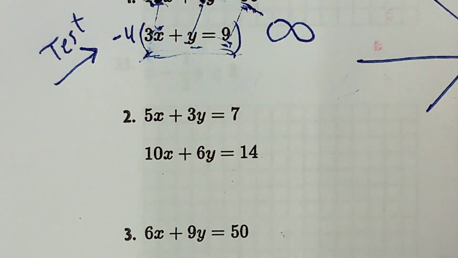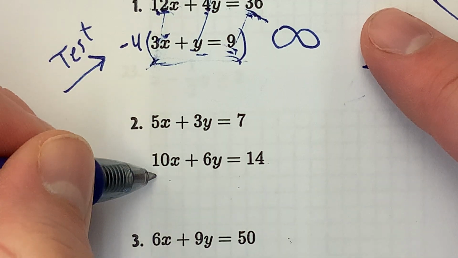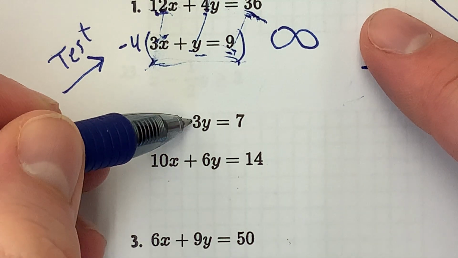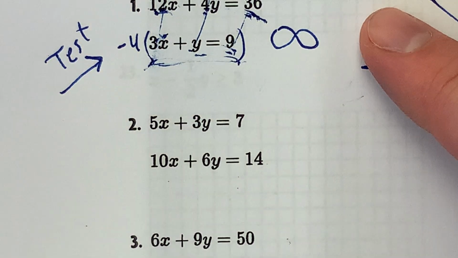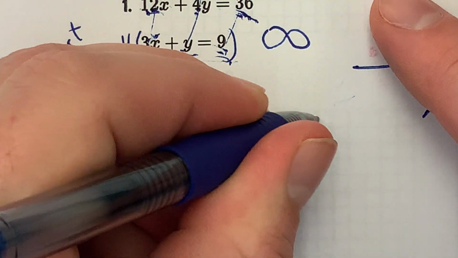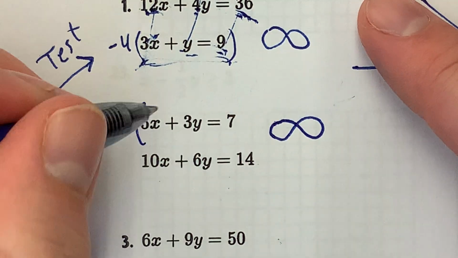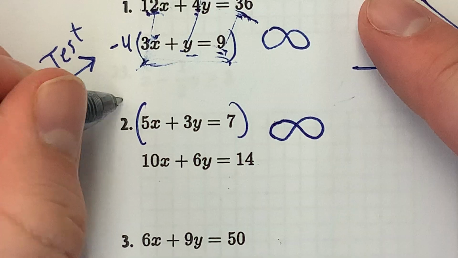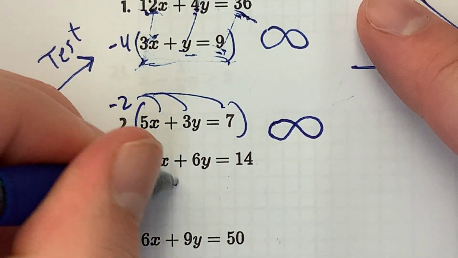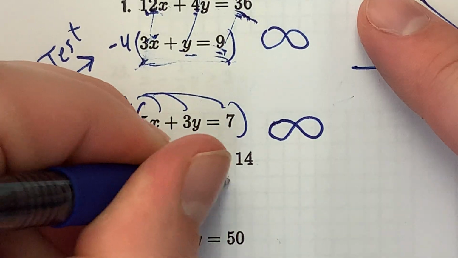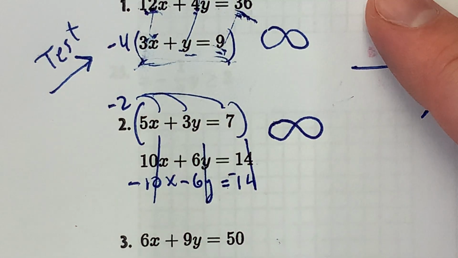Here's another one. Take a look. What do you notice? 5x, 10x. See how it's double? 3y, 6y. See how it's double? 7, 14. See how it's all double? Automatically, that's infinity, okay? Now, if you want to go through the steps, I'm going to times -2 to everything, right? Then you get negative 10x and negative 6y and negative 14. And they all cancel, and that's infinity.